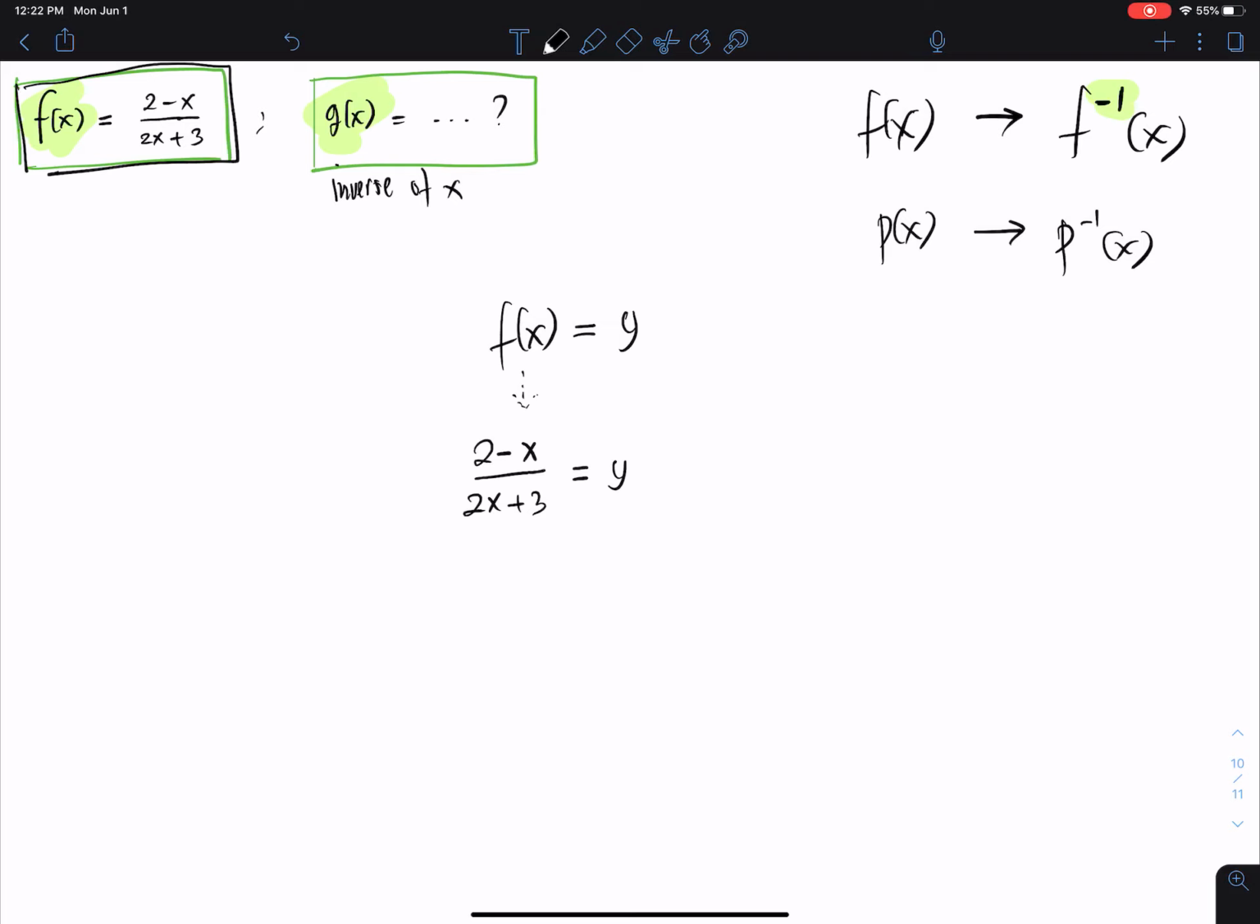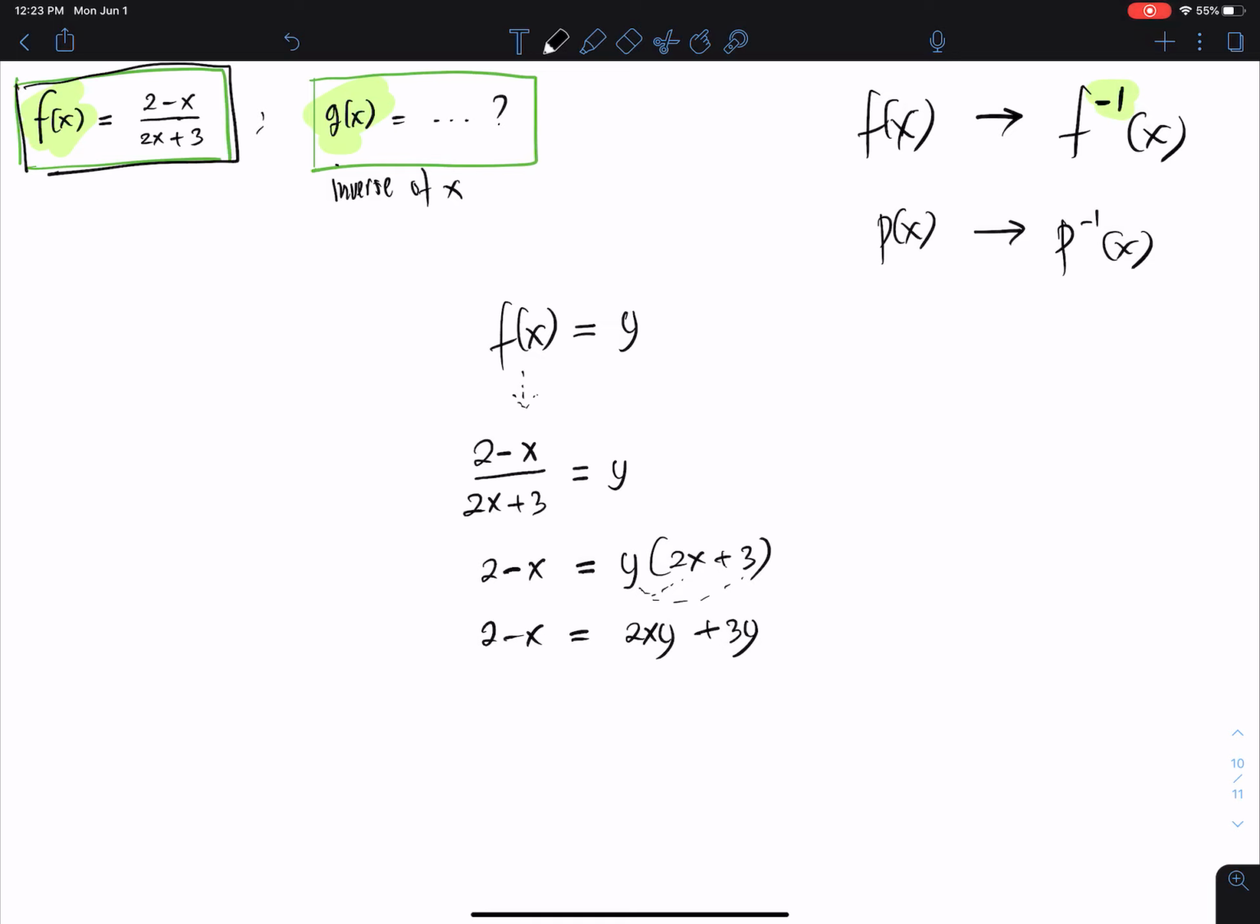Now to make the separation process easy, we need to manipulate, do cross multiplication. So we will have 2 minus x equal to y times (2x plus 3). Again, this is a standard mathematical manipulation. You should already know about this one. And then we continue the manipulation. Multiplying with this we have 2xy, and multiplying with this we have 3y.